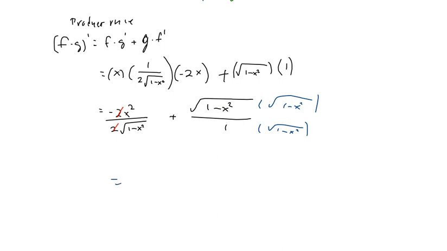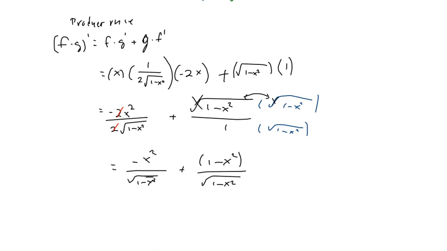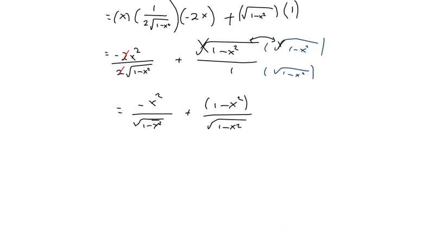So this is going to be negative x squared over radical 1 minus x squared plus 1 minus x squared over radical 1 minus x squared. See, these two, when they multiply, the square roots go away, right? Because it's the same thing multiplied by each other. And now I can combine these, right? Negative x squared plus negative x squared is negative 2x squared plus 1 over radical 1 minus x squared. And that's maybe the answer they had in the book.